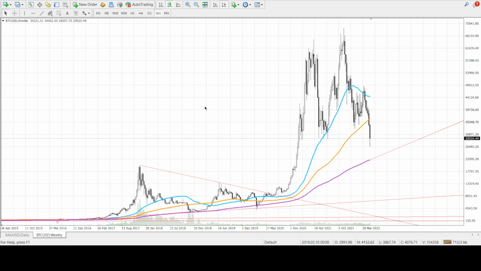I see a lot of traders, they'll use things like Fibonacci, right? Which you can do. That's not a bad thing to do. You can take your bottom here.